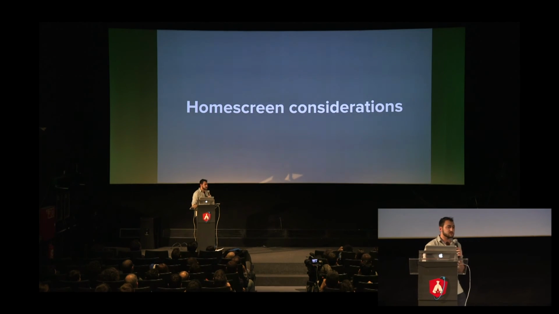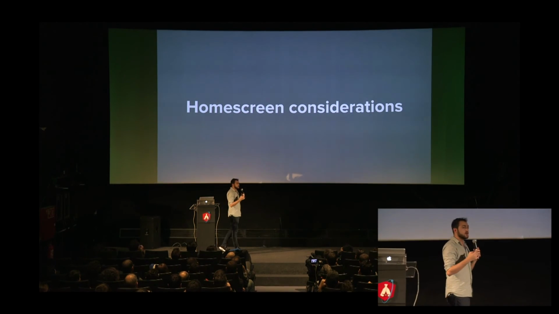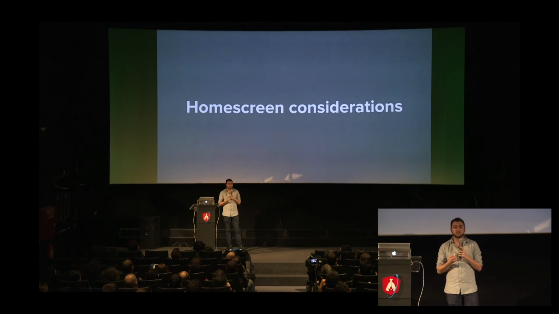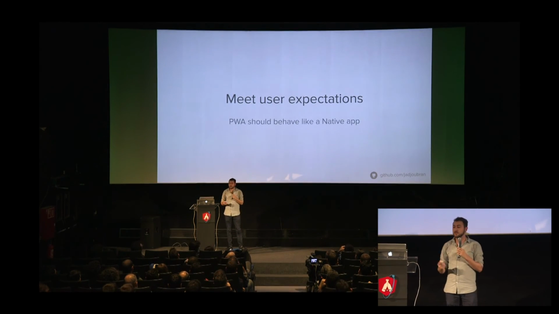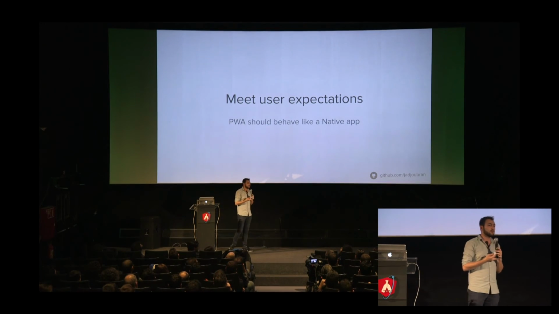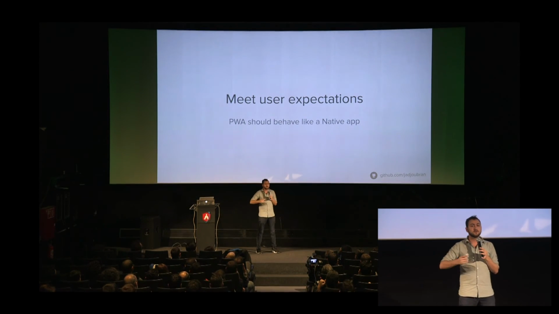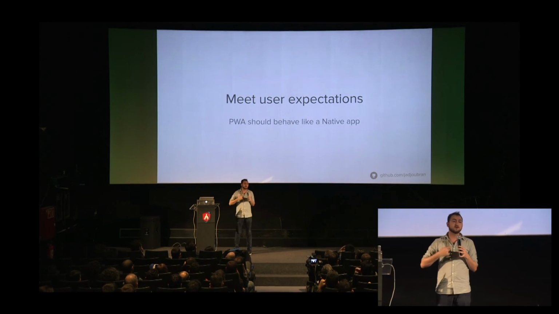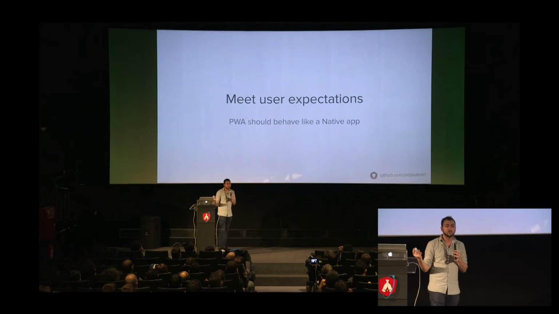Another thing to consider is once you're on a home screen, this is a privileged space. Users don't really know that this is a progressive web app. They think it's a native app, so they expect your app to behave like a native app. So this is why you should avoid having a website design with a footer, sidebar, etc. You should have something more like a mobile app.